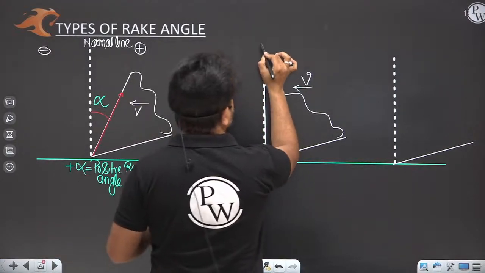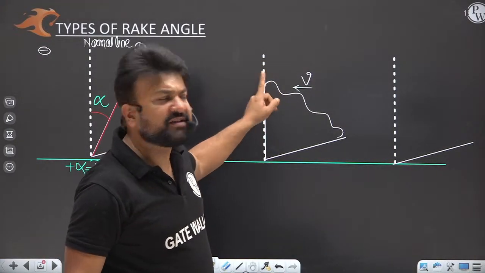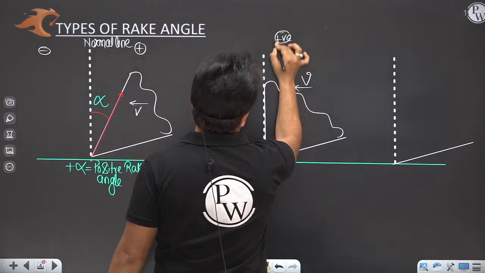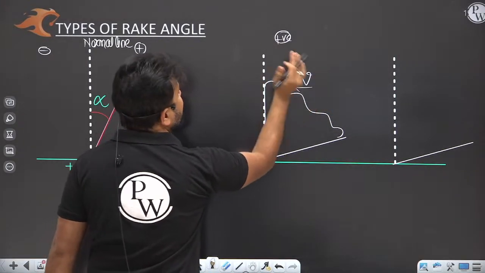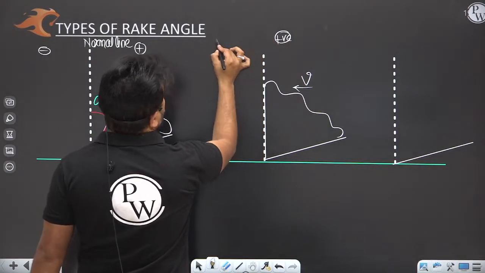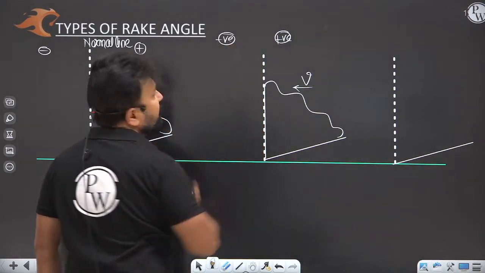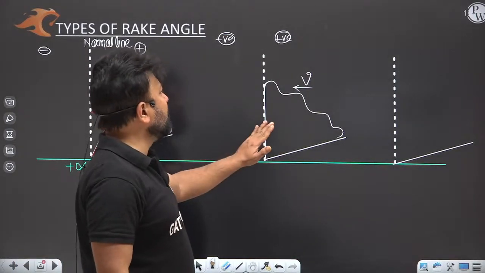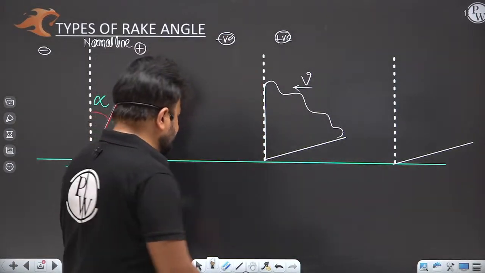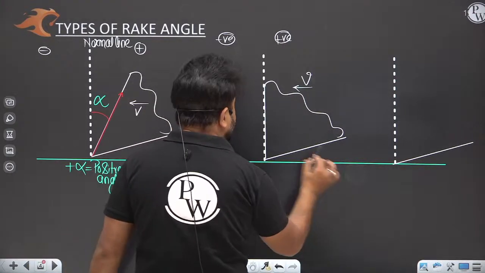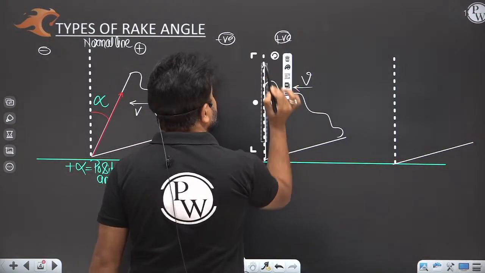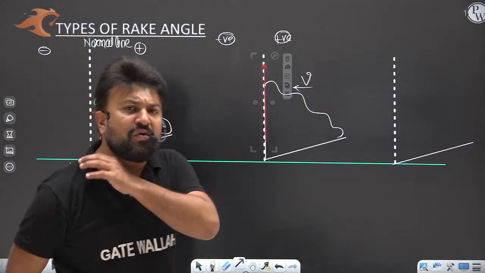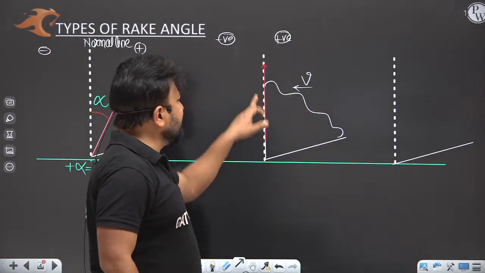Now, this is a reference line. That side is positive, because the cutting velocity is coming from that side. So take that side as positive and that side as negative. Here the chip will flow along that face. Yes or no? My dear, this will be the rake surface.